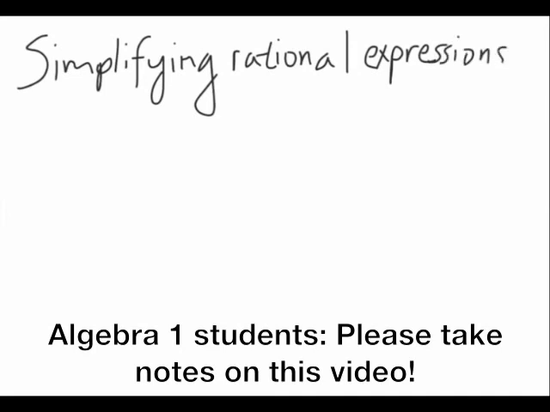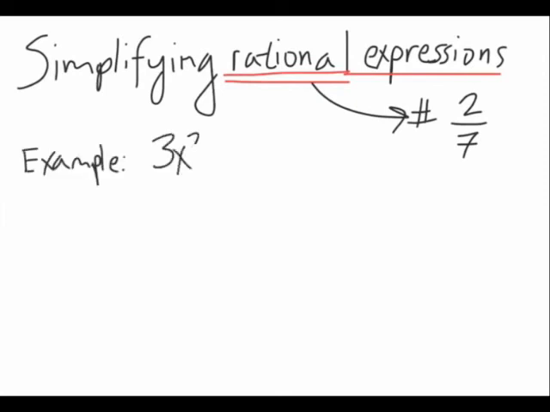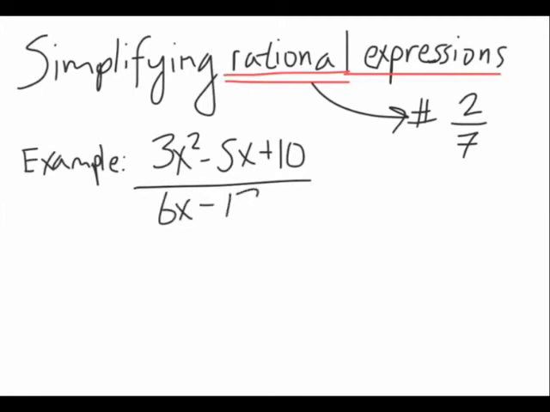Now you've seen this word rational before. For example, a rational number is some number that can be written as a fraction of two integers, like 2 over 7. That's a rational number. Now, a rational expression is going to look something like this. Let's say, 3x squared minus 5x plus 10 divided by 6x minus 12. Okay? This is an example of a rational expression.